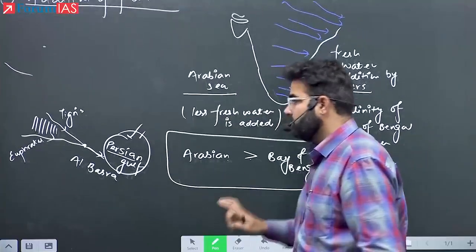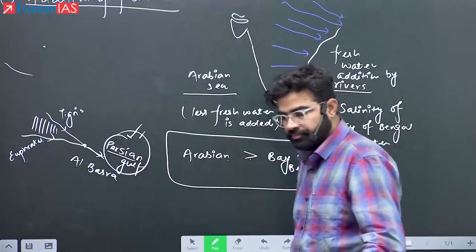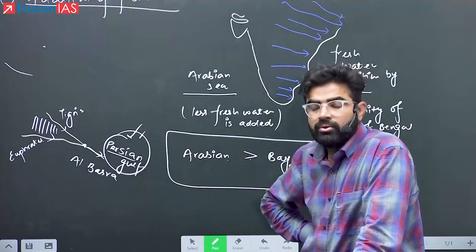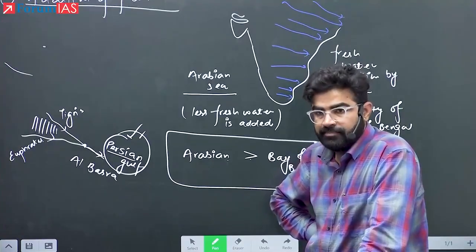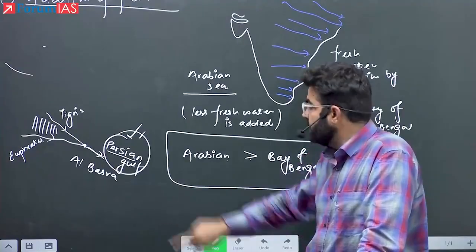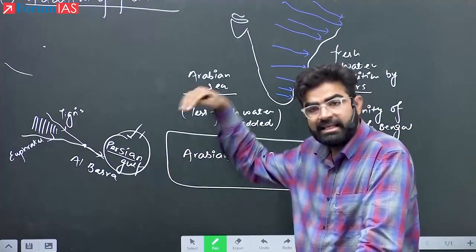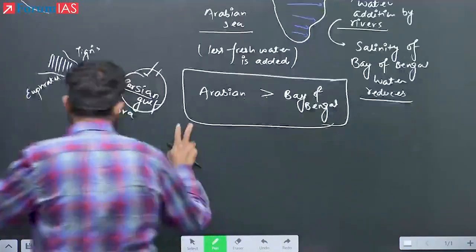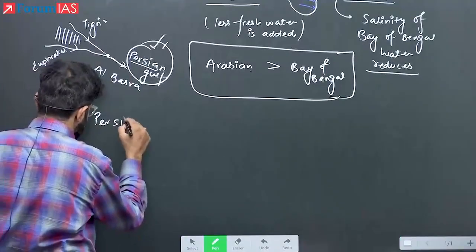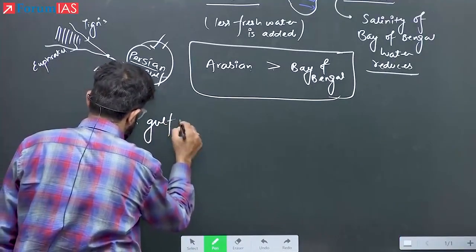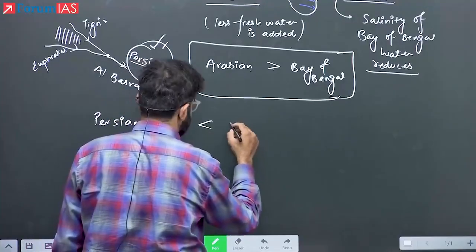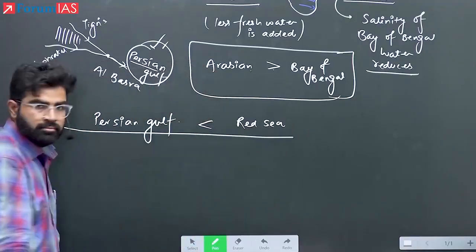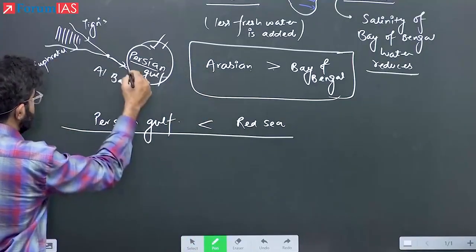Now tell me, we have two water bodies there itself. One is the Red Sea, one is the Persian Gulf. Where would the salinity be more? Persian or Red Sea? Yes, because of the addition of water in the Persian Gulf, the salinity will be lesser in the Persian Gulf compared to the Red Sea. So write down. Second example: Persian Gulf will have less salinity than the Red Sea because of the rivers which are being added here.